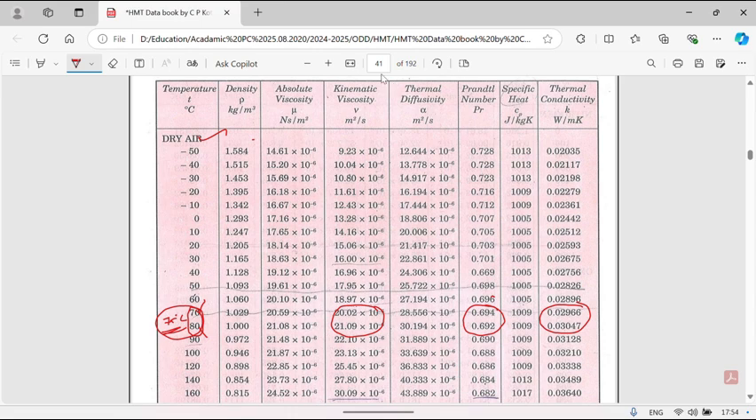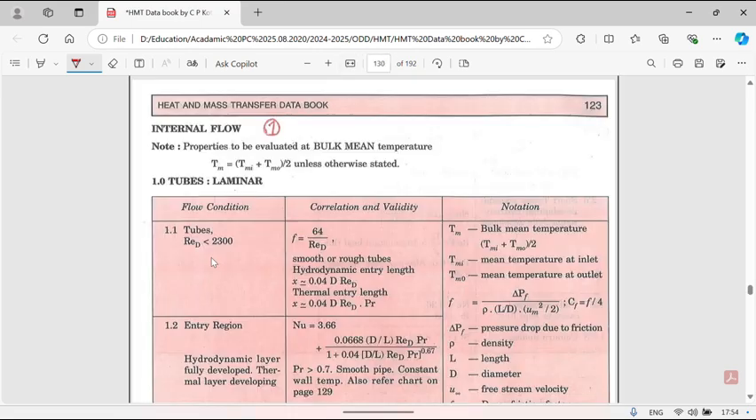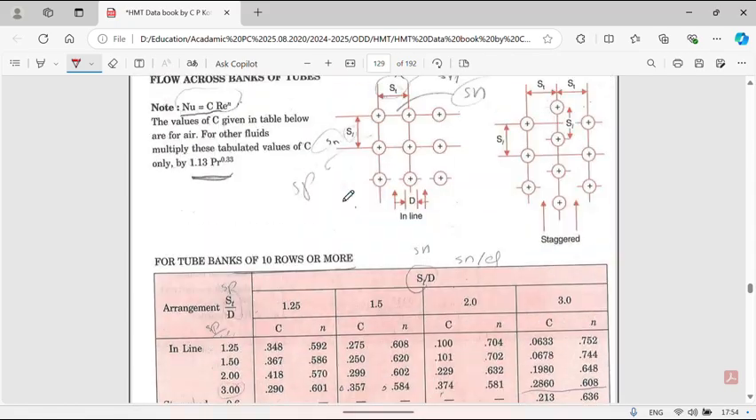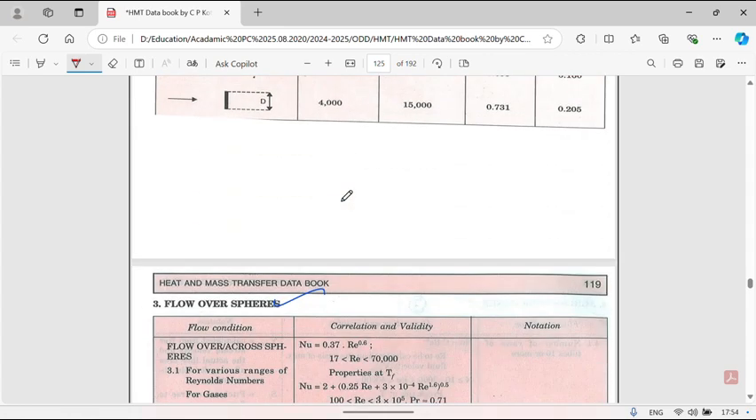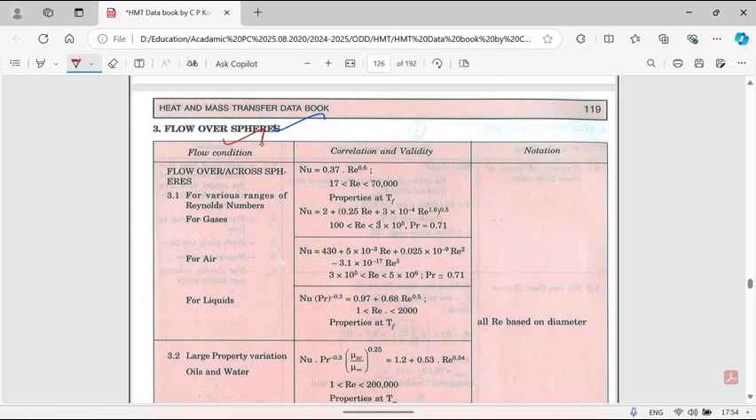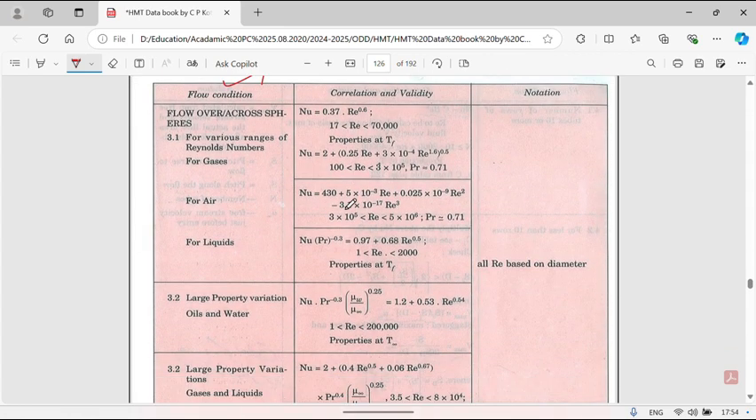Around page number 130, it's an external flow. In external flow we have flow over spheres. For flow over spheres, it is air for various ranges of Reynolds number between 17 to 70,000. In our case, we have a Reynolds number of 884, so it is exactly suitable for this condition. So we take the Nusselt number equal to 0.37 into Re to the power 0.6.